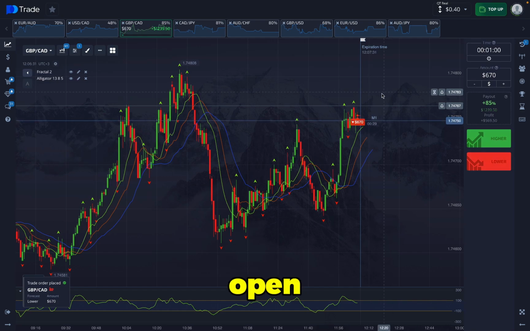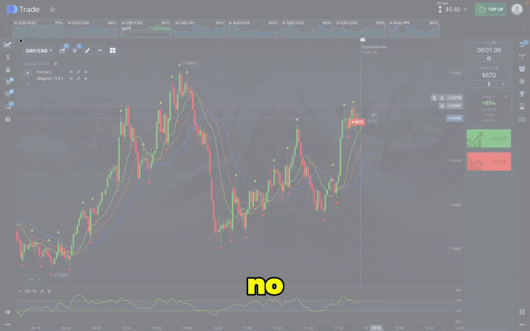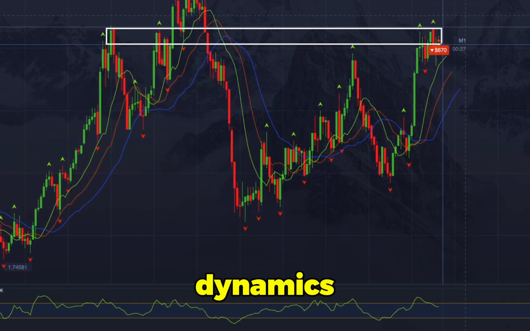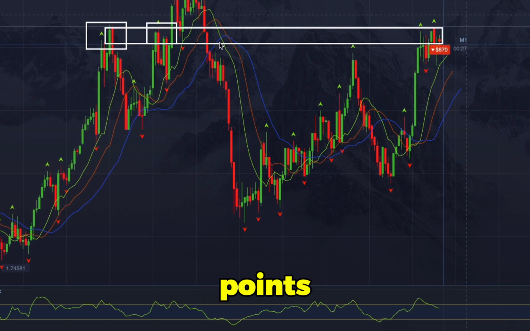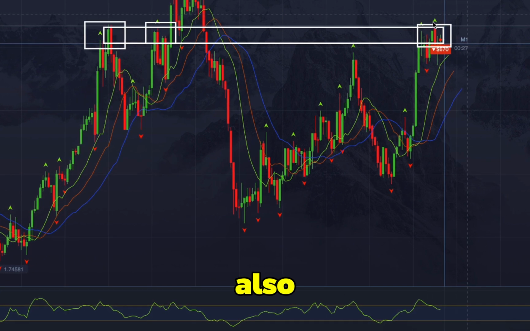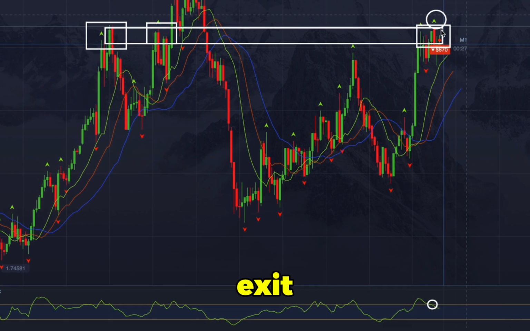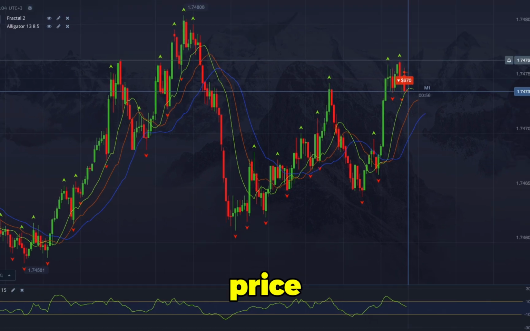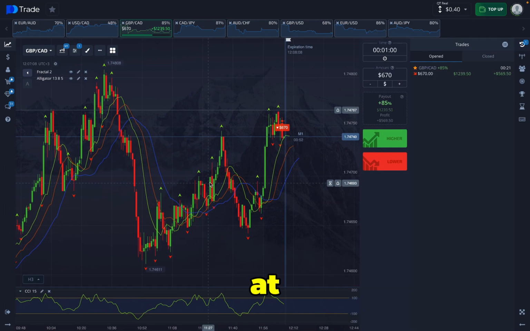And here I will open the deal downwards. I am no longer focusing on the alligator here. I am opening a deal here against the direction of the real trend dynamics. There are also good touch points here. In general, there was also an update of the local maximum on the fractal earlier, an exit from the overbought area on my oscillator. There is a potential for further price movement down. Let's look at the result.